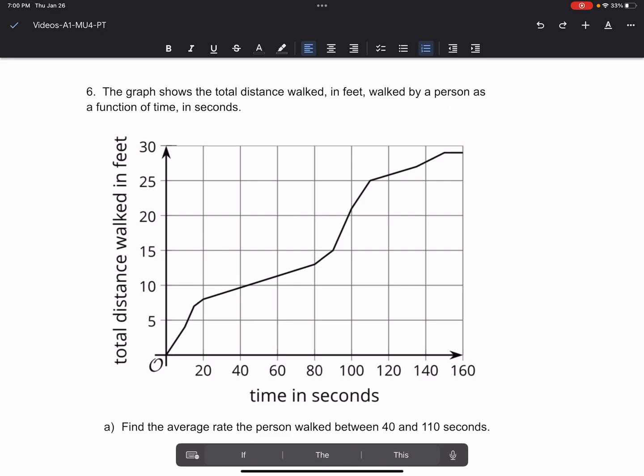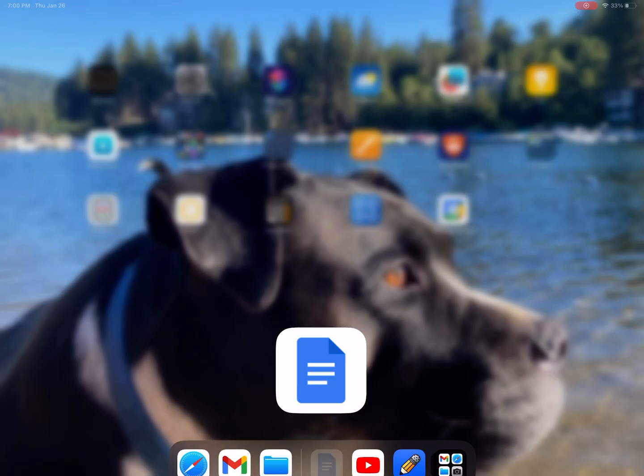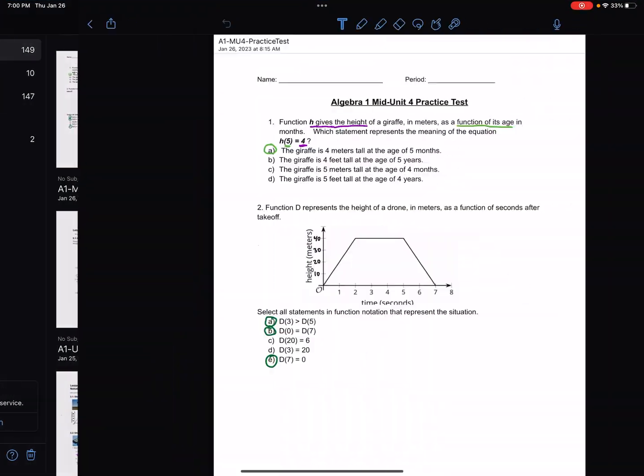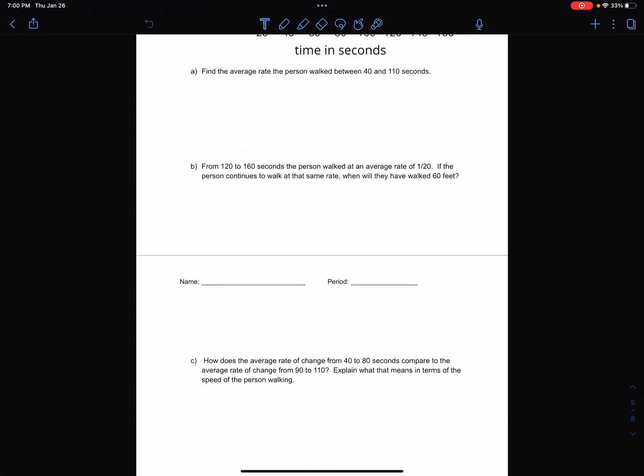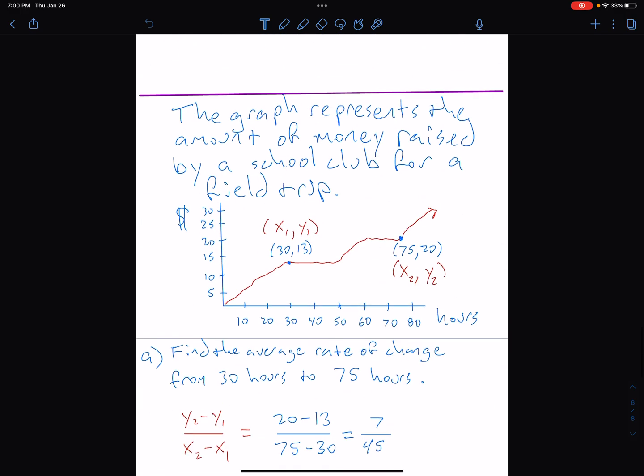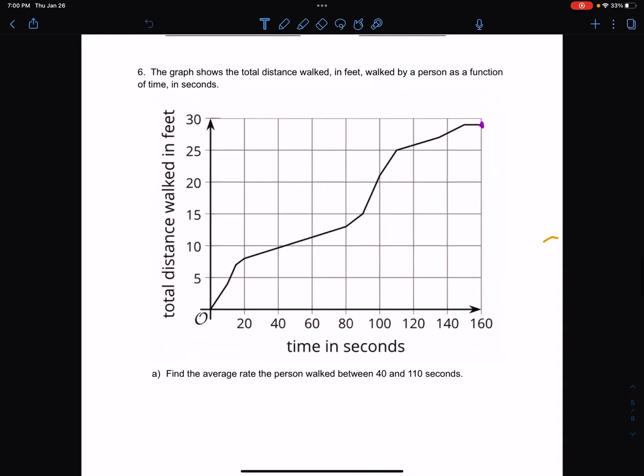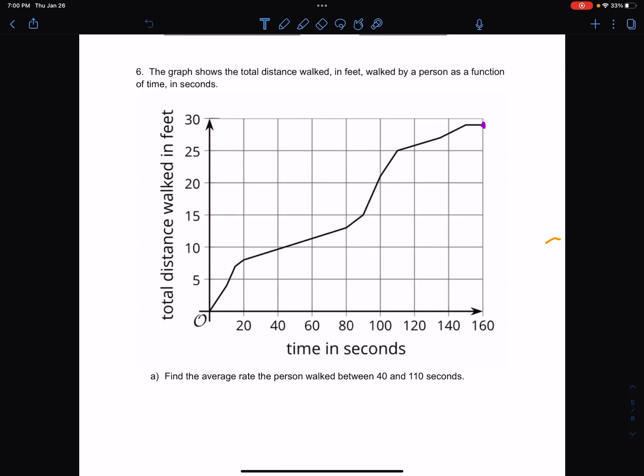So, as always, every time we look at a graph, we're going to pay really close attention to our axes, right? We've got on our horizontal axis time in seconds. So our input, we're going to plug in how many seconds have passed. And for our output, this function is going to give us our vertical axis, the distance walked in feet.